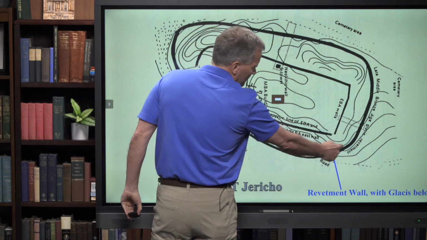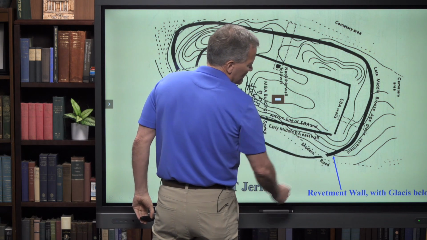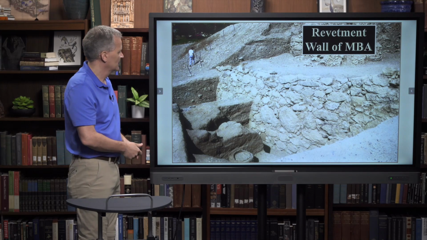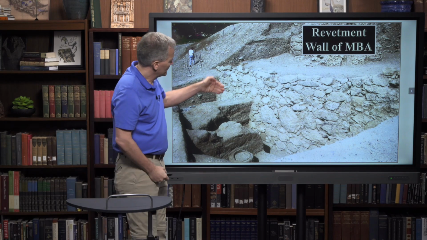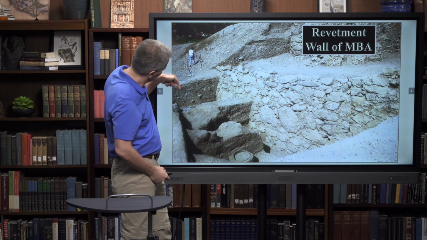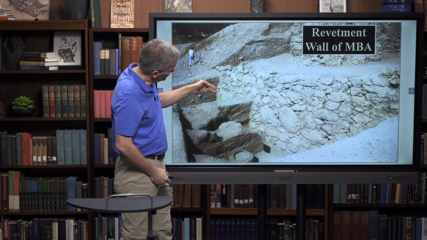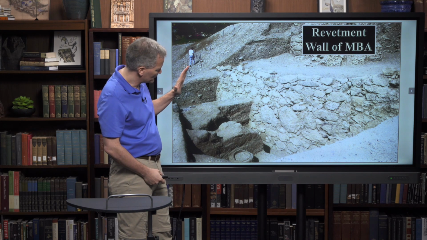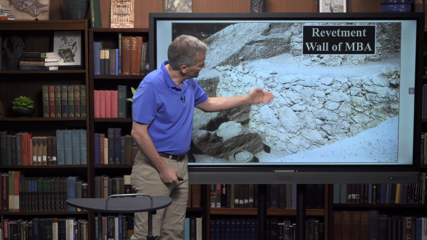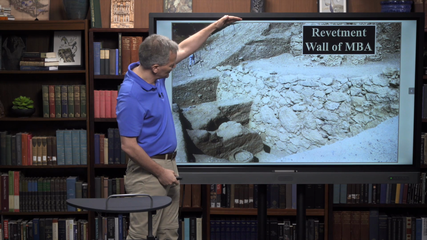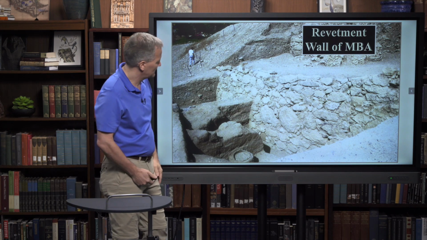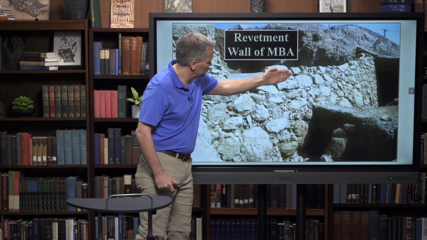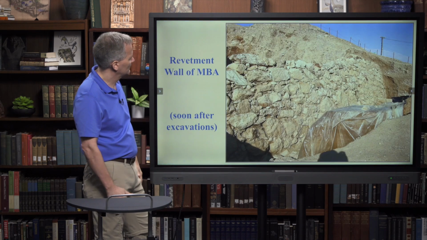So this revetment wall is around the circumference of the site, and then a glacis down below it. So excavation there revealed, and here's a balk that abuts this Middle Bronze Age revetment wall. So you can see the gradual slope of this revetment wall. And again, it would have been much higher in antiquity, but this is part of the lower courses of it here. Another view of this Middle Bronze Age revetment wall, or remnants of it.